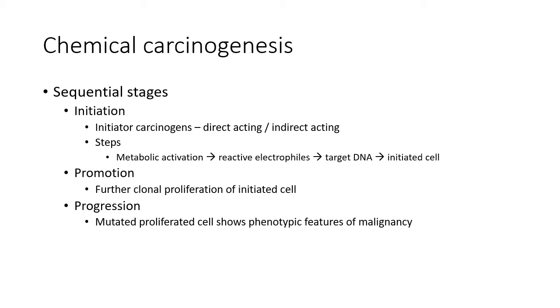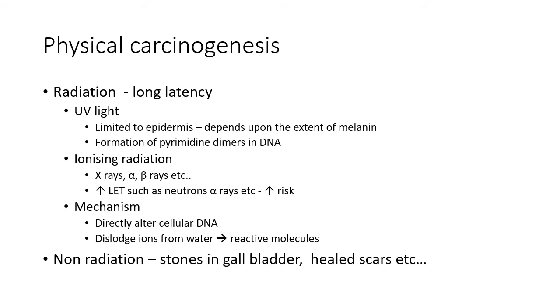The third stage is progression, and this is the stage when the mutated proliferated cell shows phenotypic or morphologic features of malignancy. What are the morphologic features of malignancy? We saw that in our last video. Okay, remember that. Now coming to physical carcinogenesis or physical carcinogens.